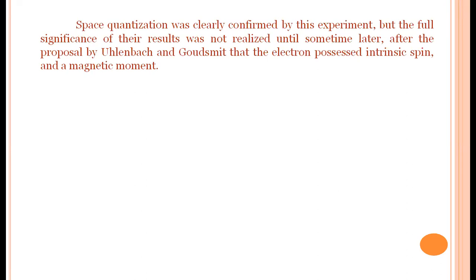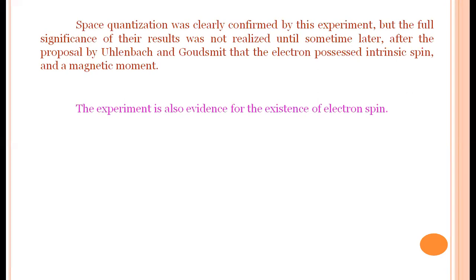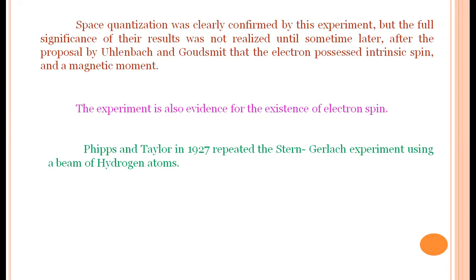Up to the proposal of electron spin by Uhlenbeck and Goudsmit, this was not completely analyzed. After the proposal of electron spin by Uhlenbeck and Goudsmit, the full significance was realized. So how can we explain this electron spin? This experiment is also evidence for the existence of the electron spin. That is the second part of the vector atom model.